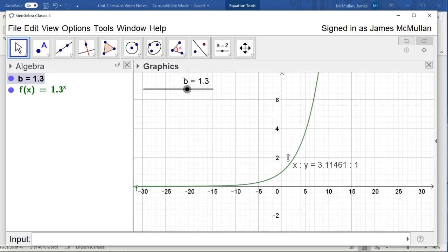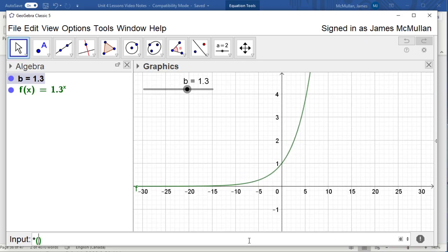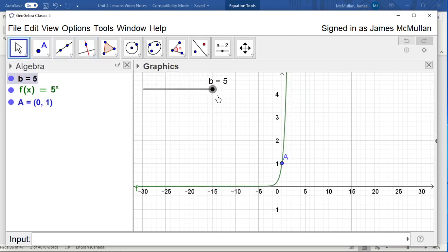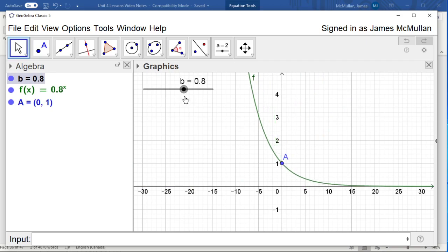Now, another interesting thing about exponential functions is the point 0, 1. The point 0, 1 is on all of them. Every exponential function passes through the point 0, 1. So that's helpful. No matter what our base is, we always have a point that we can start with, and that point is 0, 1.